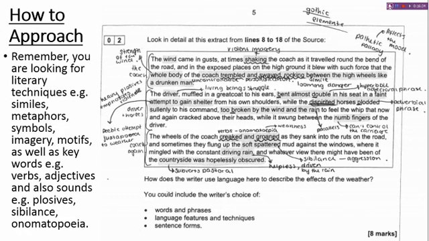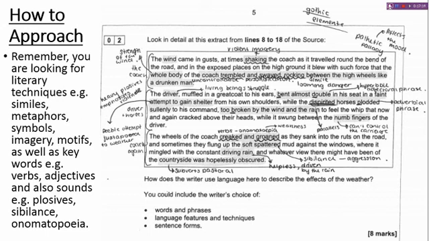The other thing is, remember that you are looking for the literary techniques that we've talked about, things like similes, metaphors, symbols, imagery, motifs, whatever it may be, as well as things like keywords, adjectives, verbs, or groups and patterns of those, as well as sounds, like plosives, sibilants, onomatopoeia. In a perfect paragraph, you might well narrow your way down from those wider techniques through to word level, through to sound level. If you can get all of those features in, then you are obviously putting yourself in a very strong position.